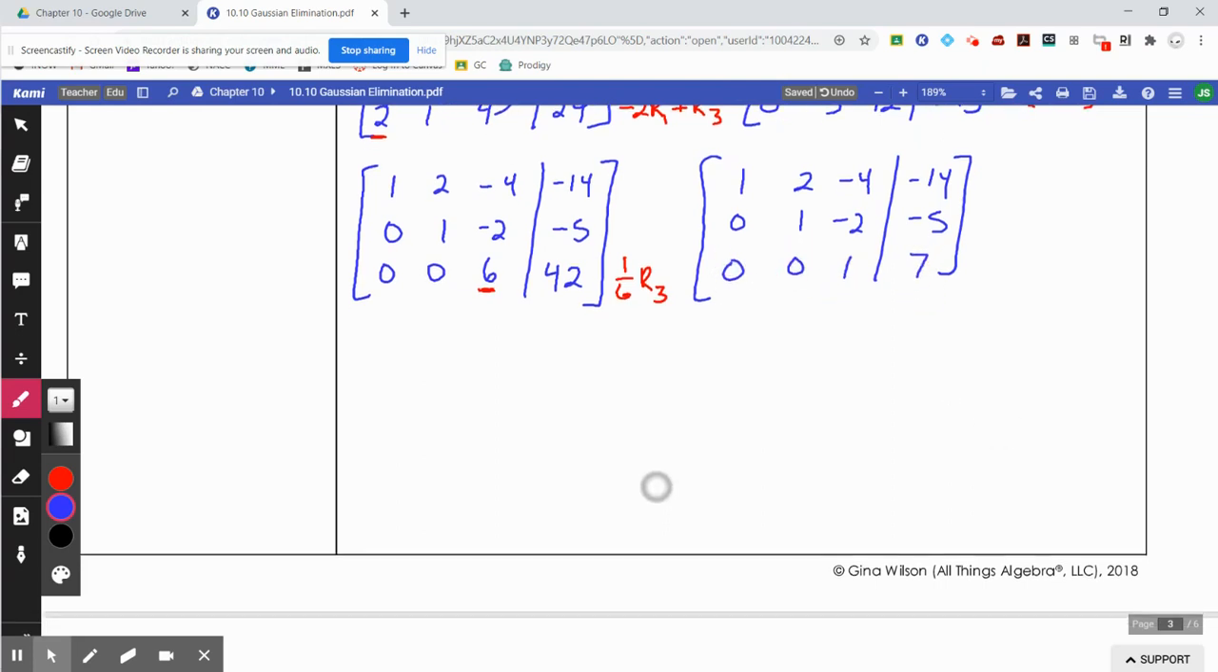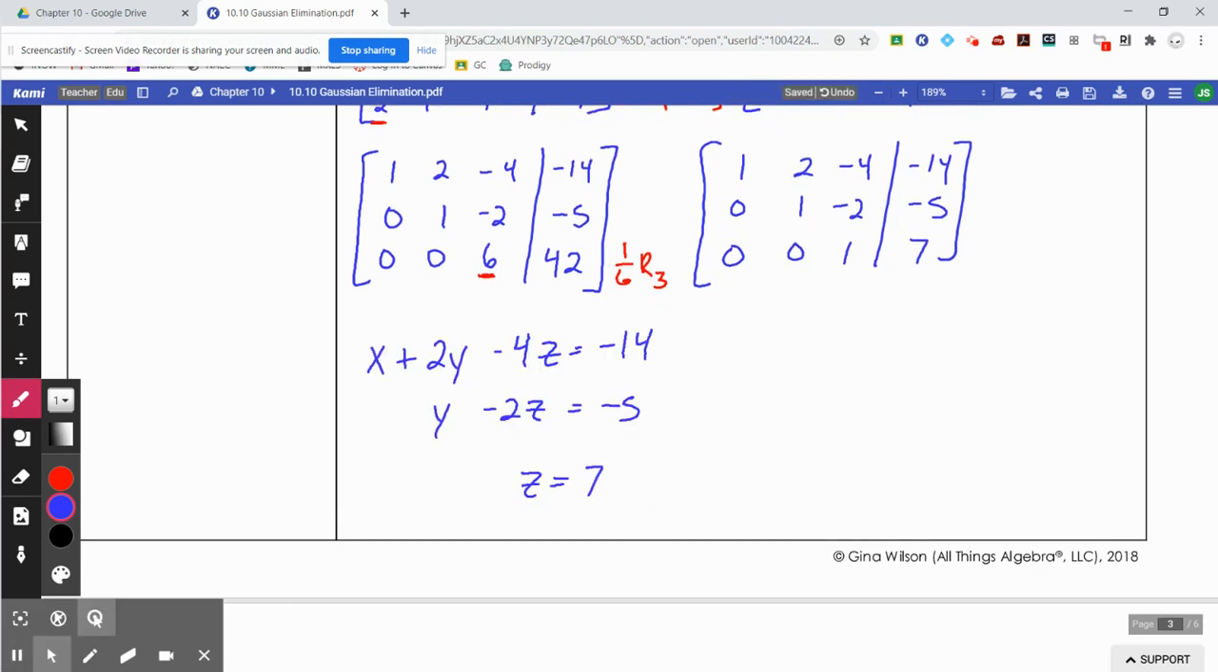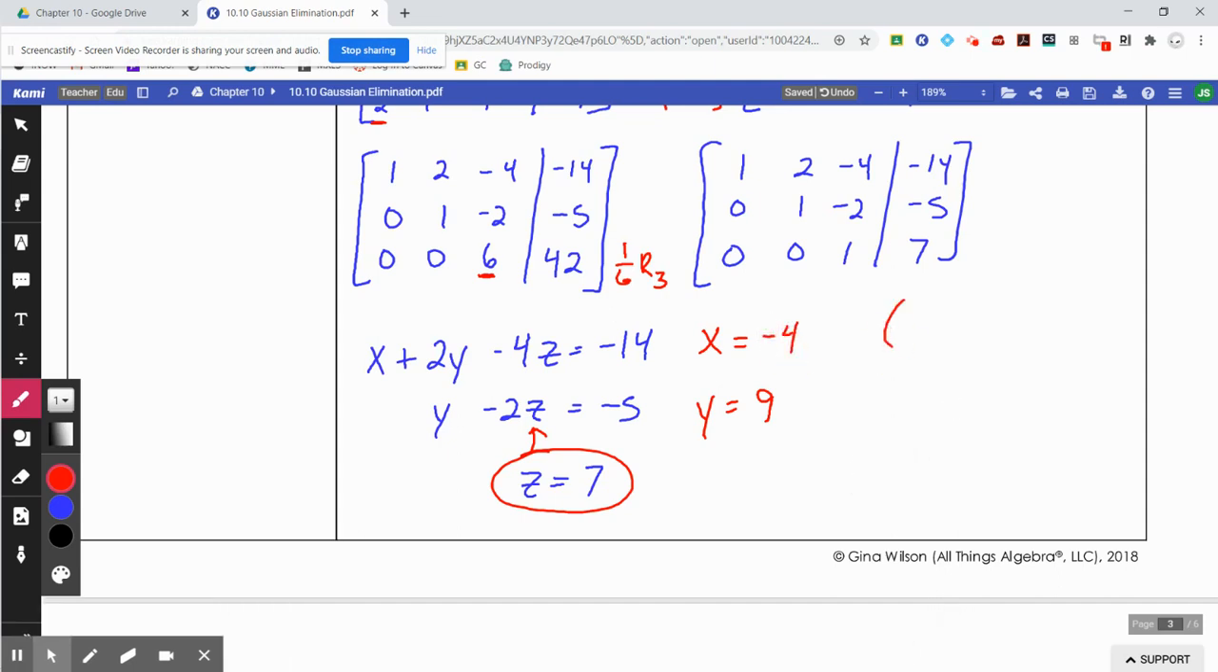So now we're ready for back substitution. So write that back as a system of equations. And you have, since z is equal to 7, plug it back in, and that gives you that y has a value of 9. Plug that back in, and that tells you that x has a value of negative 4. So therefore my solution is negative 4, 9, 7.